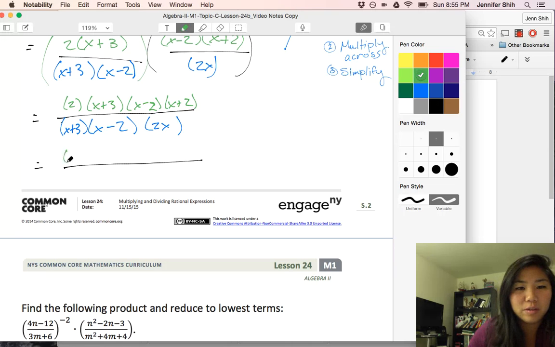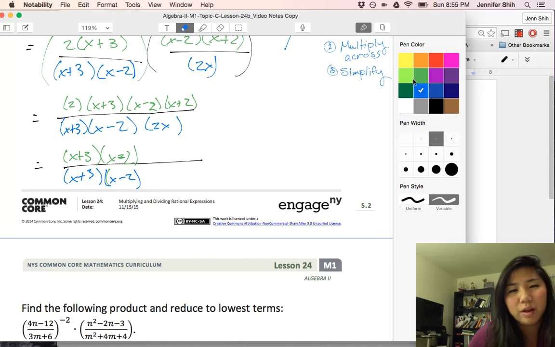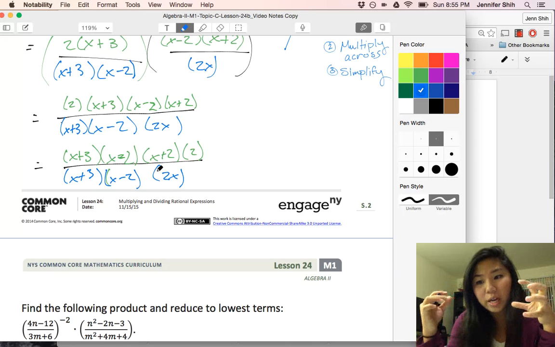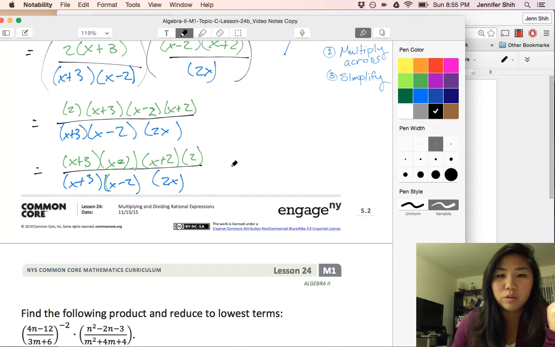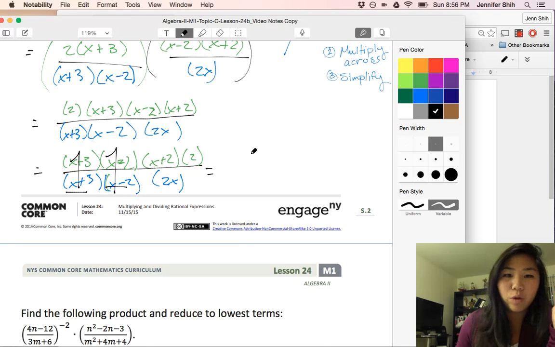So let's start with this x plus 3. So I have x plus 3, and then I'm going to line it up with the other x plus 3. Now I have x minus 2 over x minus 2. What else do I have up here? I have an x plus 2, and then I have a 2, and then I have a 2x. So if you notice, I didn't factor this factor more, but I'm going to do that in my next step. So I'm going to draw big 1s through these two factors using my property of 1 because I can.